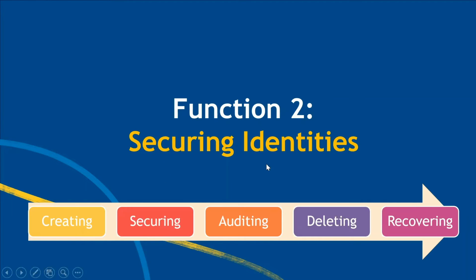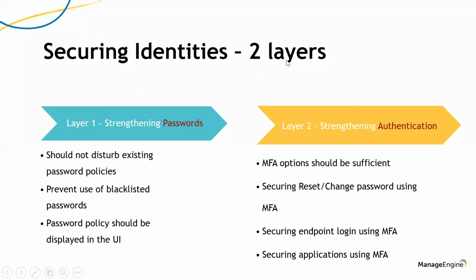Now, when you talk about securing identities, we have two layers here. Layer one is you'll have to strengthen your passwords. Layer two is after I give in my password, and if the password is right, then comes the TFA or the MFA, the second layer of authentication. So how do we strengthen these two layers, which will end up securing your user identities, right? So that's the whole idea here.